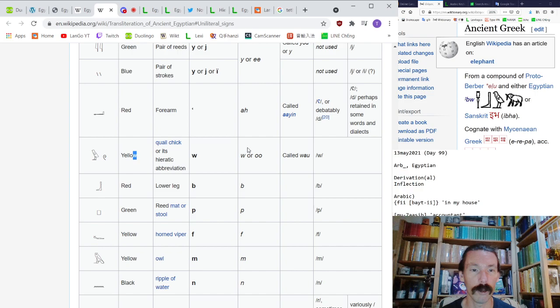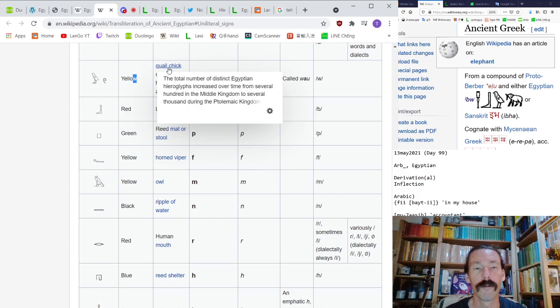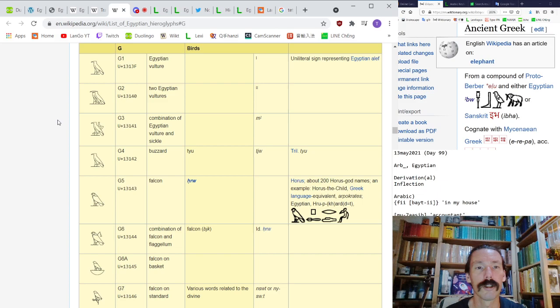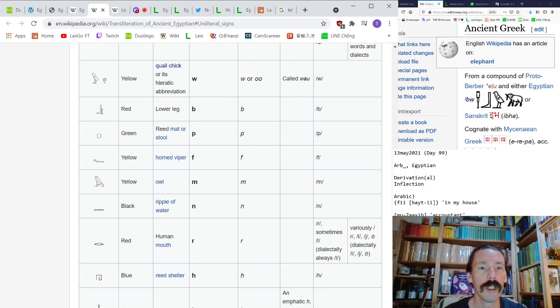Red. If you click where it says quail chick, in that box, and it has blue, it does take you to the birds and shows the Gardiner numbers there when you click on it. Excellent. But not all of them have that little blue hyperlink.